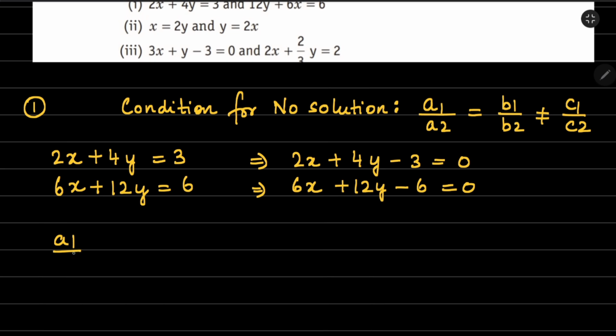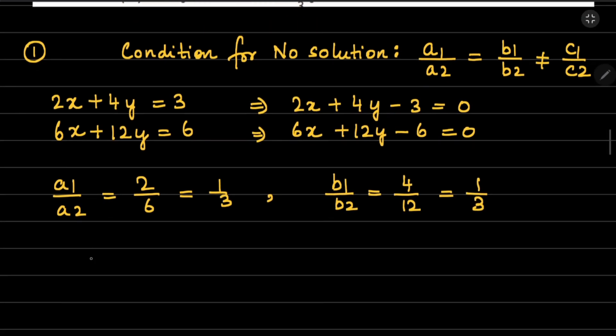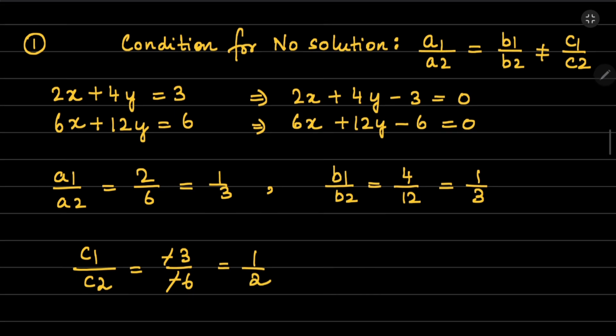Let me take the ratio a1 by a2. So a1 by a2 is nothing but 2 by 6, which is 1 by 3. What is b1 by b2 here? 4 by 12, which is also equal to 1 by 3. What about c1 and c2? c1 by c2 will be equal to minus 3 by minus 6, which is equal to 1 by 2. So what you see here is that a1 by a2 is equal to b1 by b2, but this is not equal to c1 by c2.